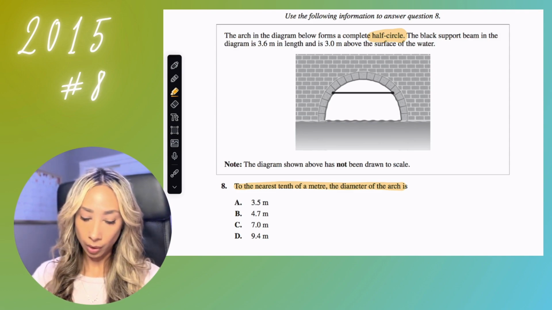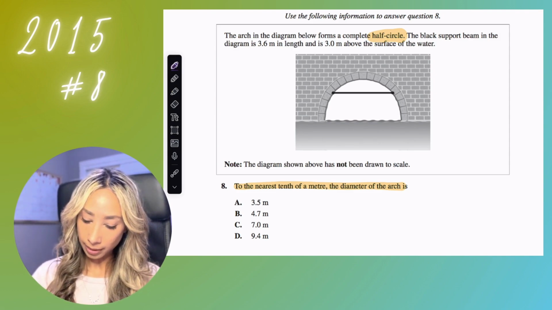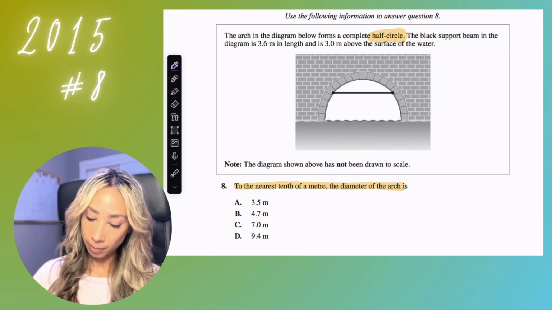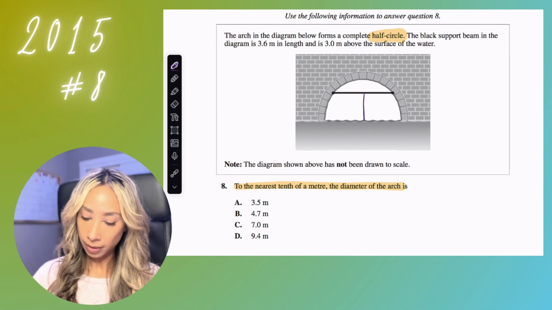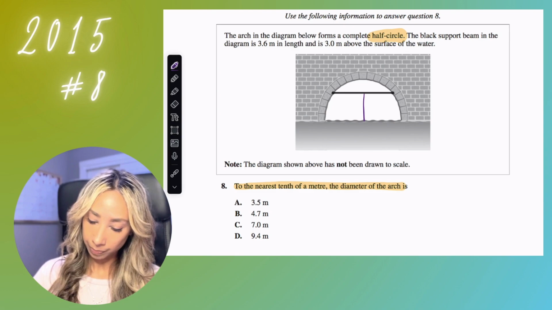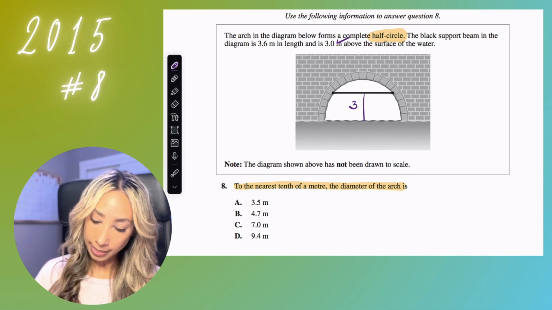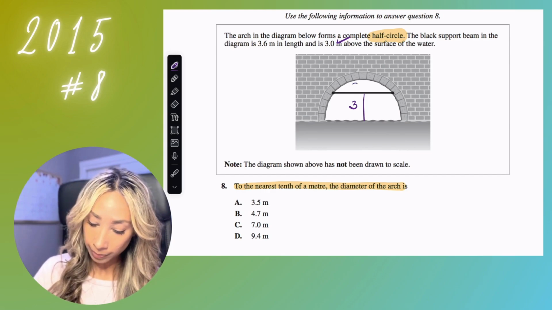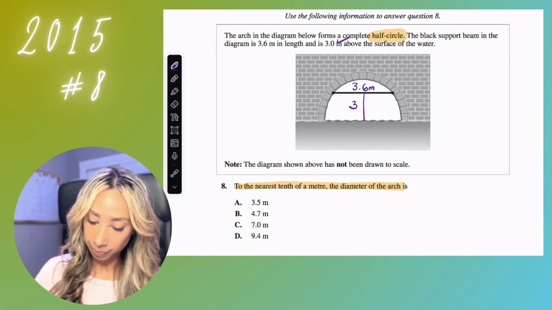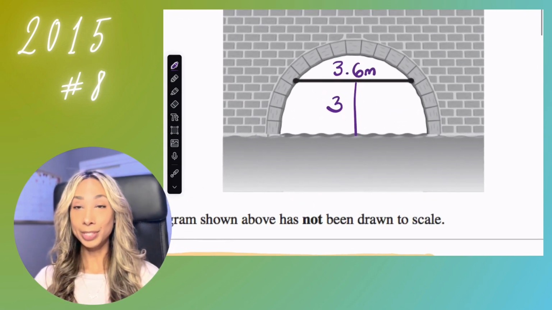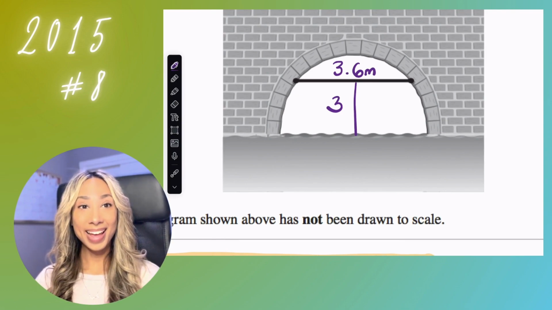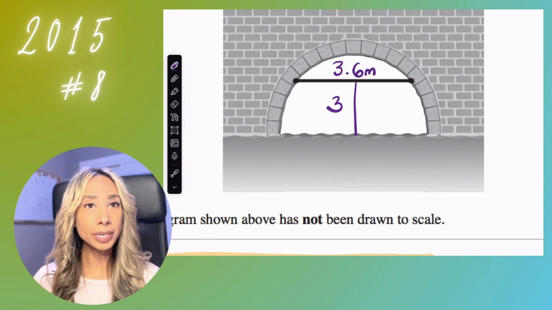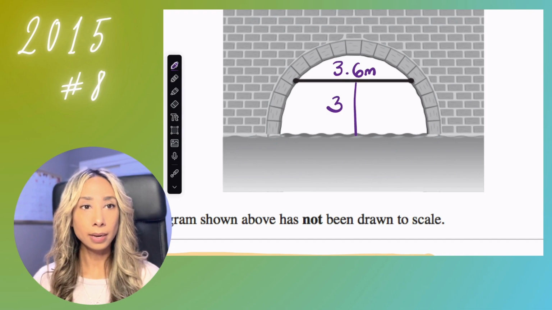The second thing we know is that the length between the black bar to the center is 3 meters. So I've taken care of that, and they said the black support beam, which really just acts as another chord, is 3.6 meters. All right, so I think we're missing one piece of information. Sorry, give me a quick second here.